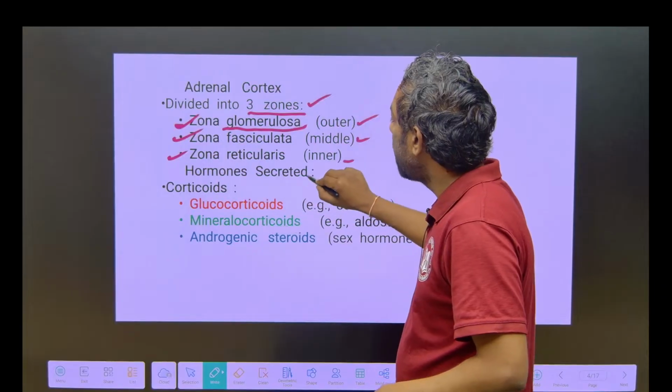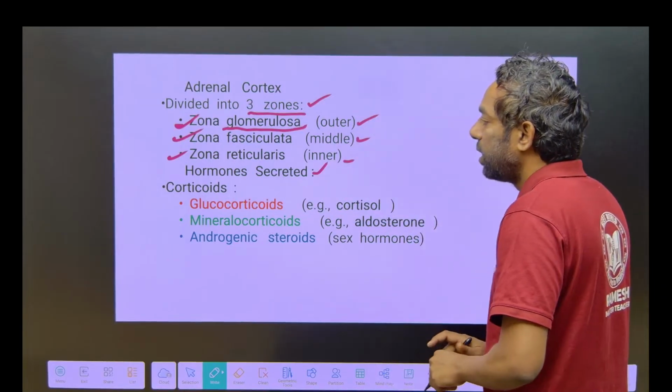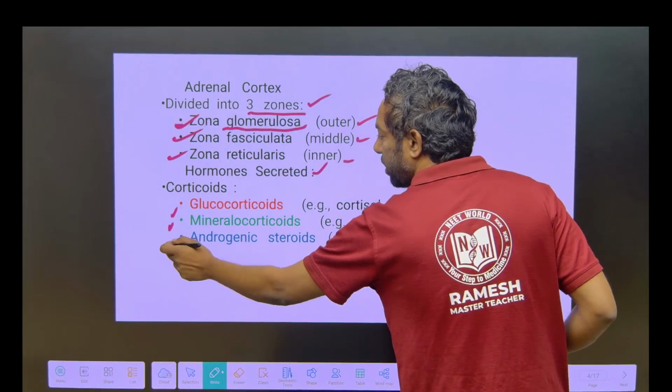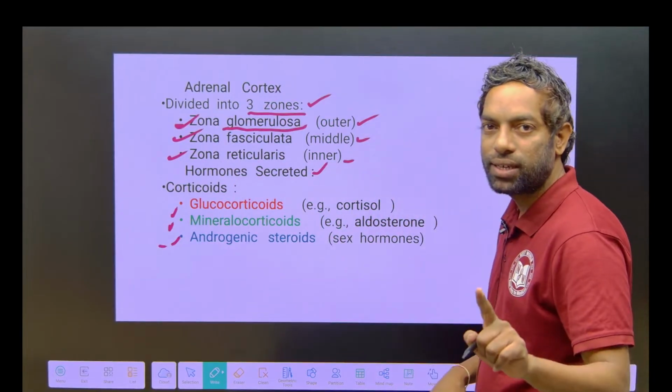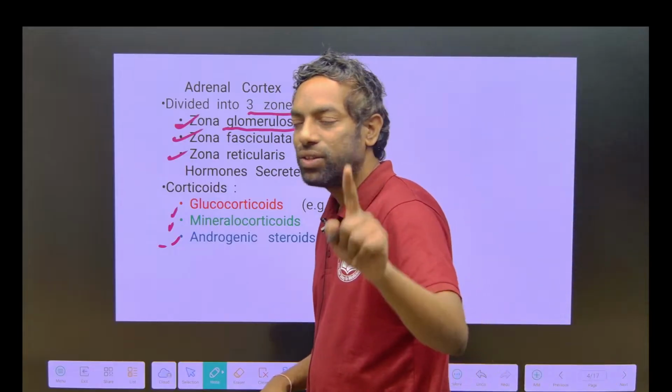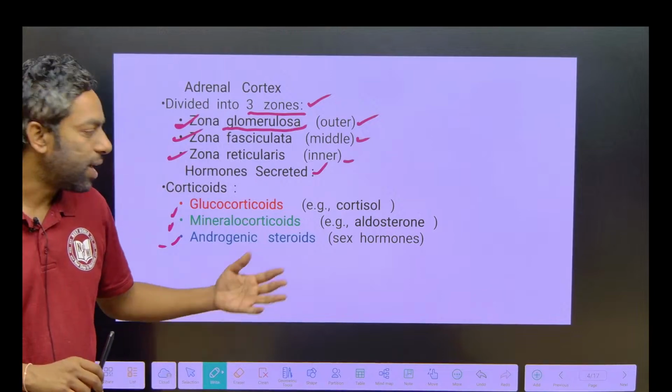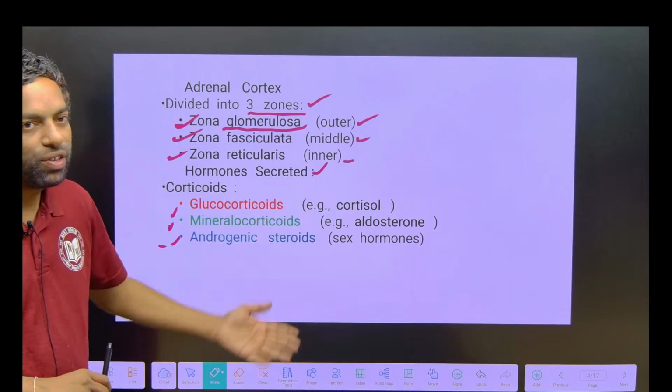These zones secrete hormones: glucocorticoids, mineralocorticoids, and androgen steroids.